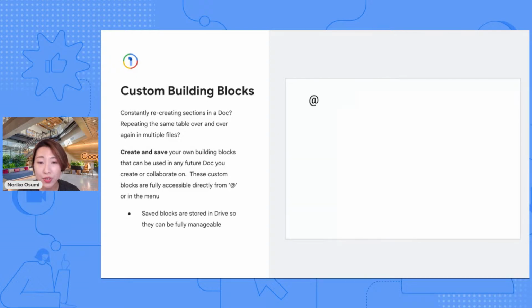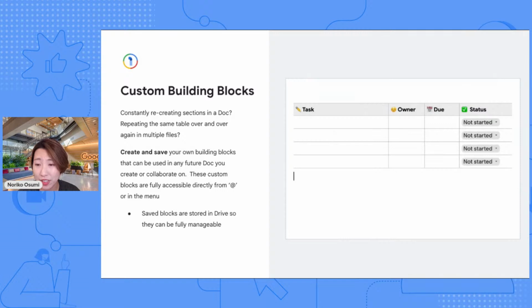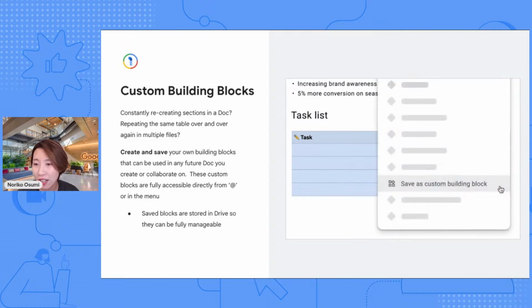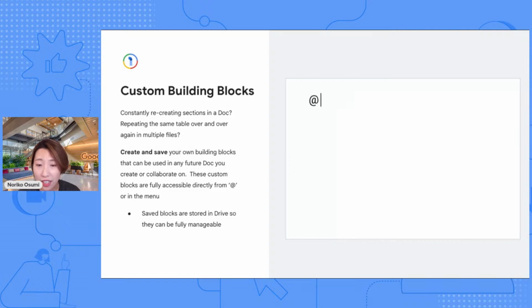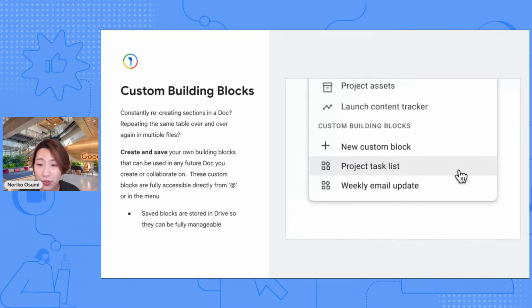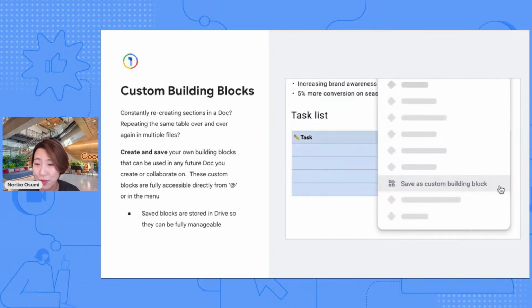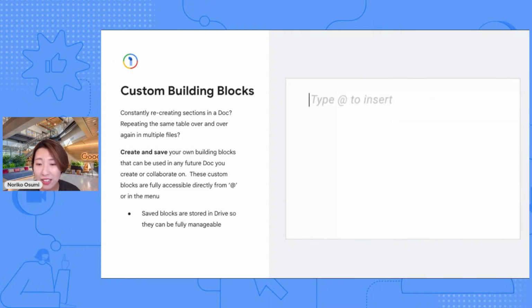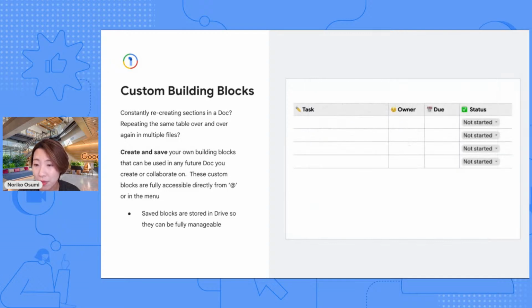What I've seen a lot of users do is often simple tables as well. Maybe it's that project tracker table that I showed earlier. But for example, instead of having those four columns, you actually have 5 or 6, and you have different ways that you want to format it. So what you can do is say, hey, I want to create my own project tracker task list, create it yourself, highlight it, save it as a custom building block, and then have the ability to just use that building block going forward.